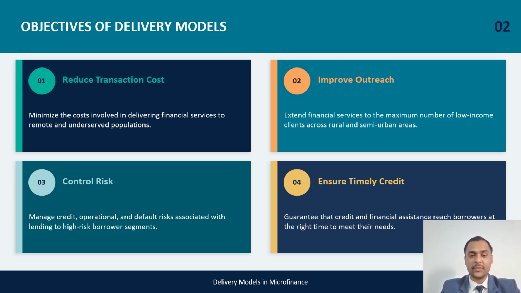And the fourth one is ensure timely credit. A farmer needs money before the sowing season. Small business owners need funds before the festival season. Good delivery models ensure that credit reaches borrowers at exactly the right time, because delayed credit can be harmful. It is as good as no credit.